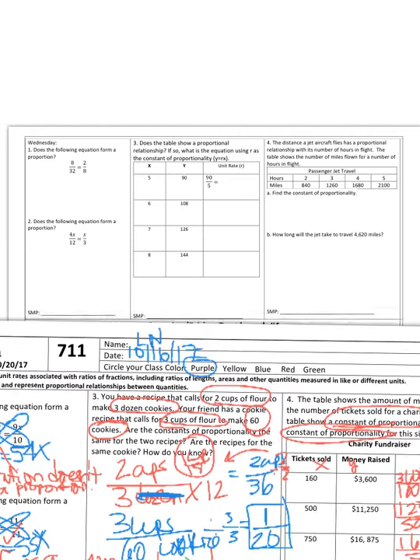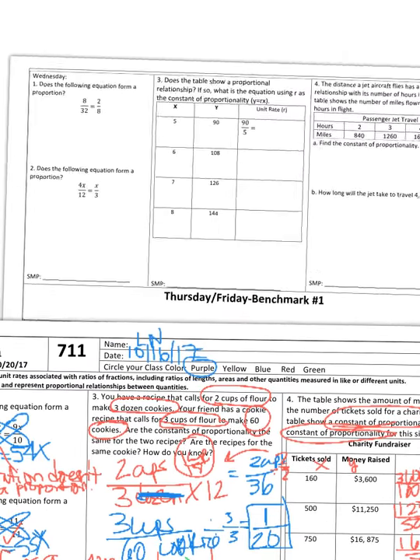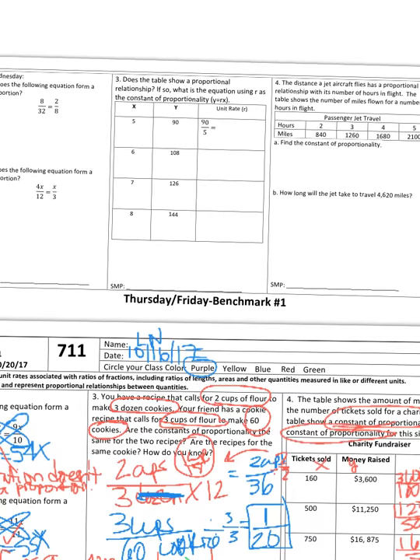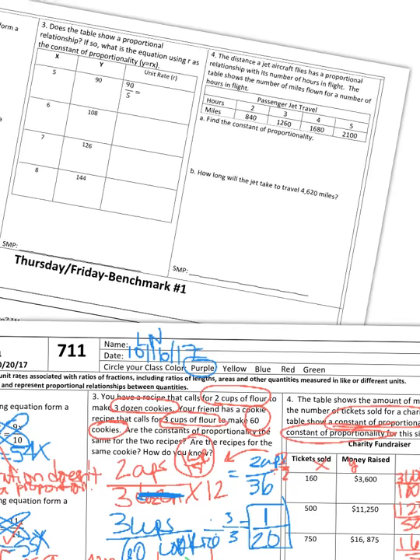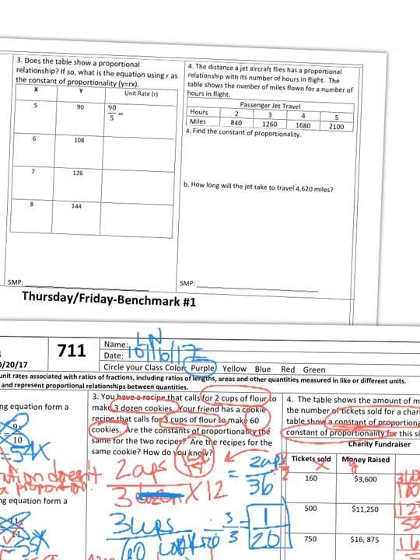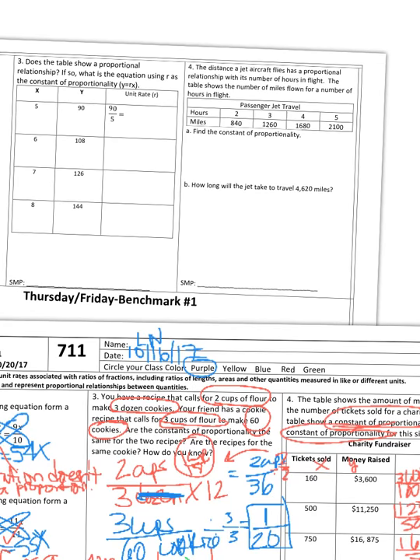Now let's look at Wednesday. Same for number 1, number 2, cross multiply. Number 3, you're going to find the unit rate and then give me the equation. And then number 4, this one's a little bit harder, but all you have to do is make your ratios, find your unit rate, and then multiply the unit rate by that number right there.